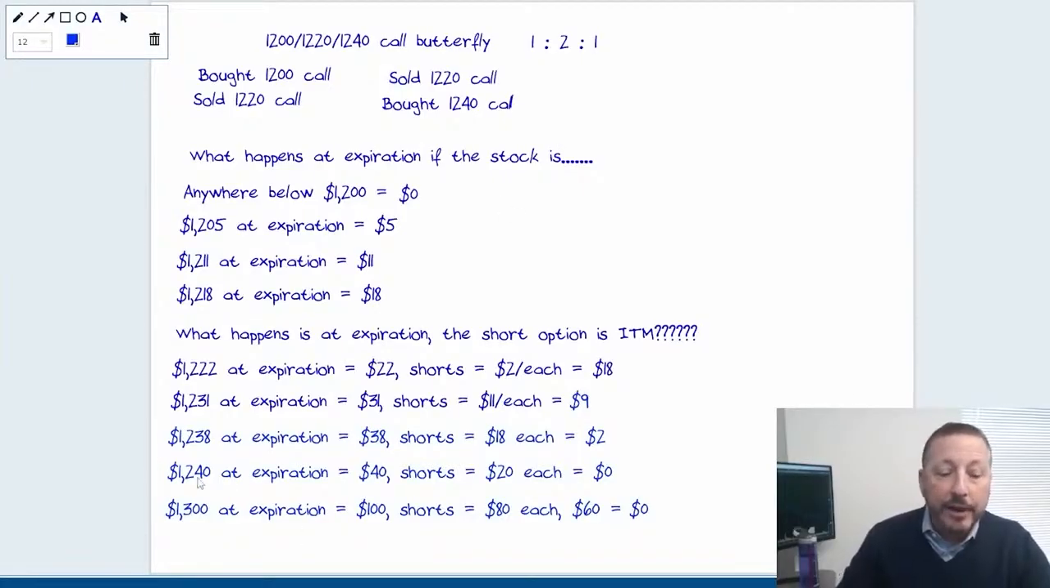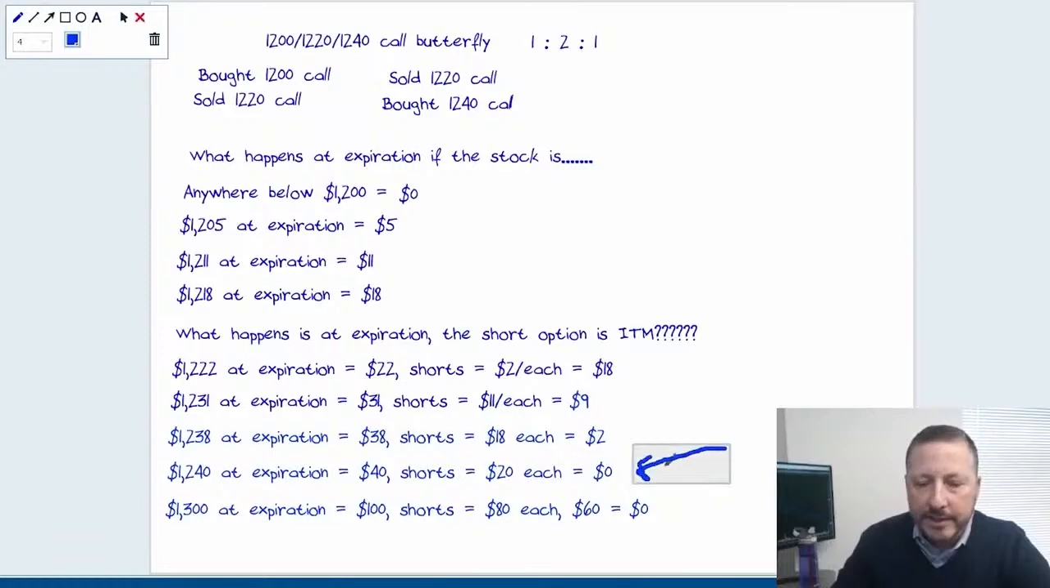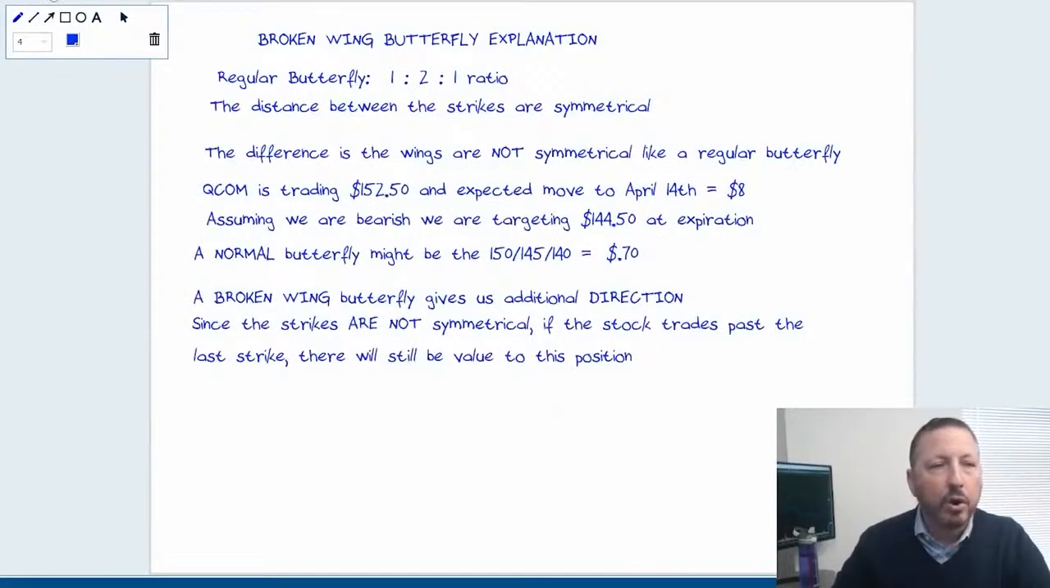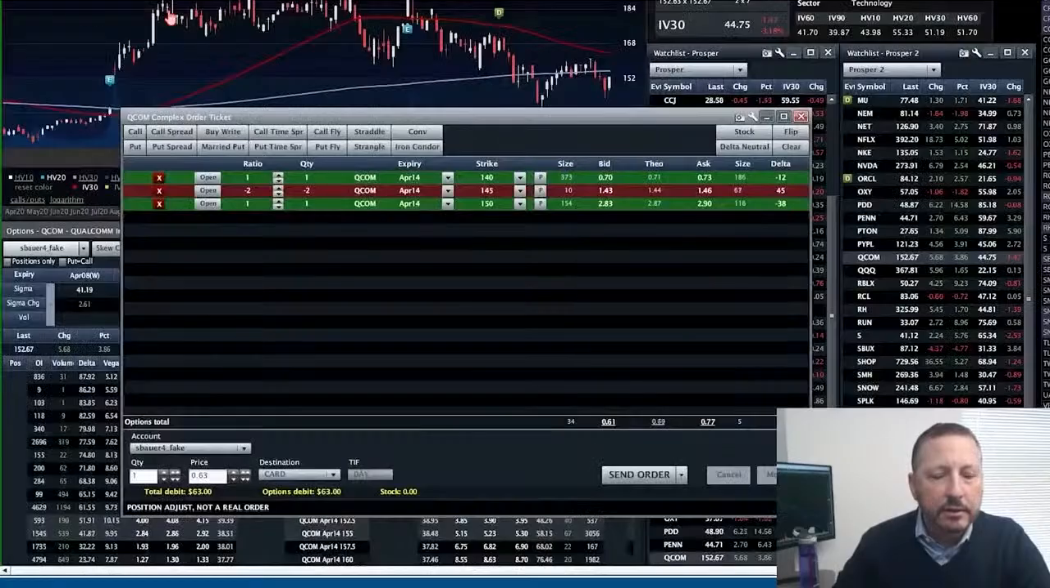What happened if we got to that last strike of 1240 or even higher? The value of the spread was zero. That's because the long spread and the short spread were equidistant. Okay? But in the case of the broken wing butterfly, we might do something like this.